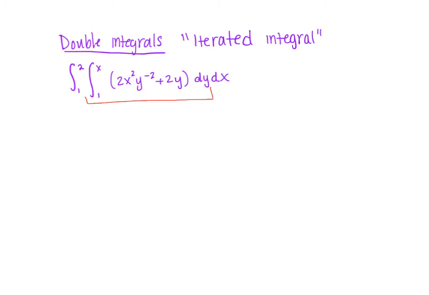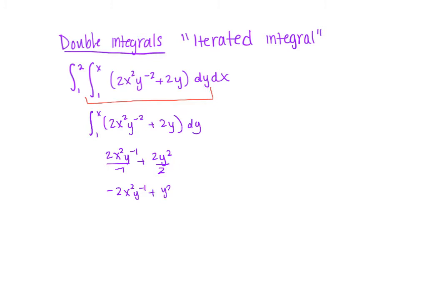So now let's work from on the inside part first. I'm going to ignore the outside part for right now. I'm just going to do this integral from 1 to x of 2x squared y to the negative 2 plus 2y, which we just took this integral here. So I'm going to do it kind of quickly. We've got 2x squared y to the negative 1 over negative 1 plus 2y squared over 2, which simplifies to negative 2x squared y to the negative 1 plus y squared. Again, I'm just going through this quickly because we just did this example from 1 to x.